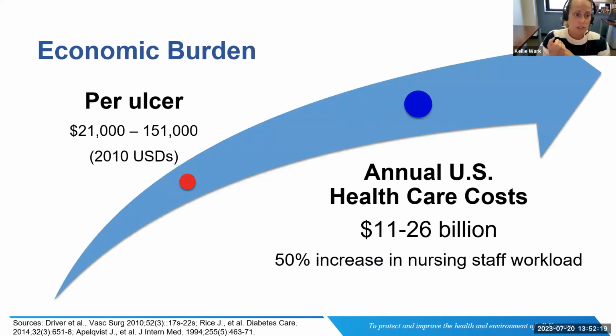They're also very costly. This was some older data. I tried looking for some newer costs, but per ulcer, the range, and this was in 2010 dollars, was anywhere from $20,000 up to $150,000. And it's costing our healthcare system a lot of money, 11 to 26 billion. Again, that was actually 2014 data, I think, so a lot more is being spent now in 2023.